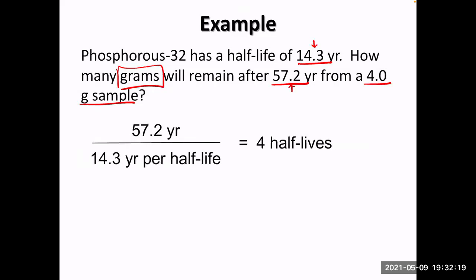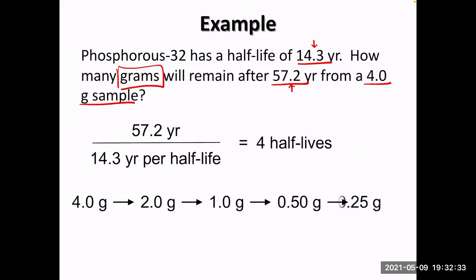So we're going to start our chart with 4 grams. And then after 1 half-life, we have 2 grams. And after another half-life, we have 1 gram. A third half-life, we have 0.5 grams. And our 4th half-life, we have 0.25 grams. So we can count that up.